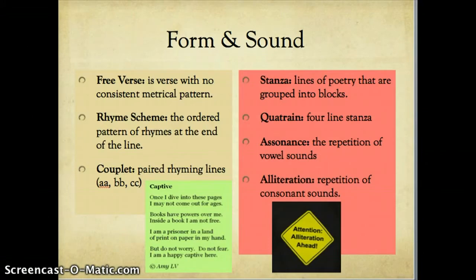We can also look at rhymed poems. So when we talk about rhyming poems, we think of them as having a rhyme scheme or pattern. And you'll find rhyme at the ends of each line. And their rhyme schemes can be structured or organized in different ways. If you have two lines following from one another that are both rhyming, you have a couplet. So the example there is a poem called Captive, and this poet uses rhyming couplets to structure her poem.